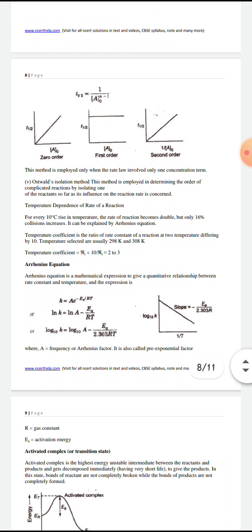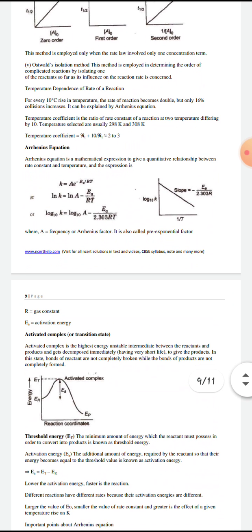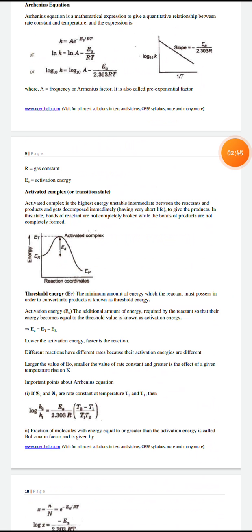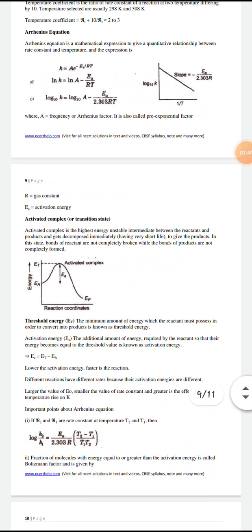After that, next is the Arrhenius equation. The rate constant k is equal to A e^(-Ea/RT). In the logarithm form, log10 k is equal to log10 A minus Ea by 2.303 RT. Here A is the frequency factor, R is the gas constant and Ea is the activation energy in this logarithm formula.